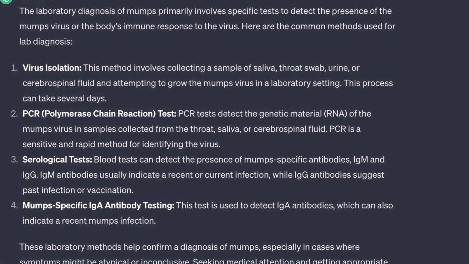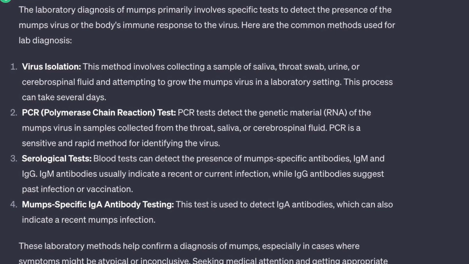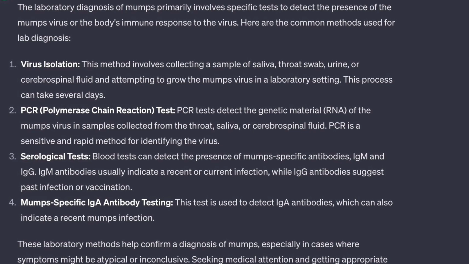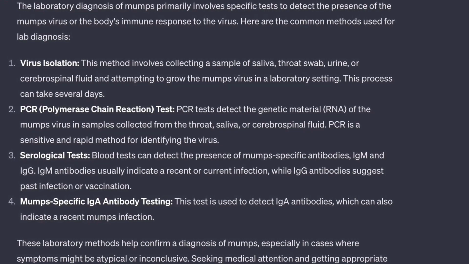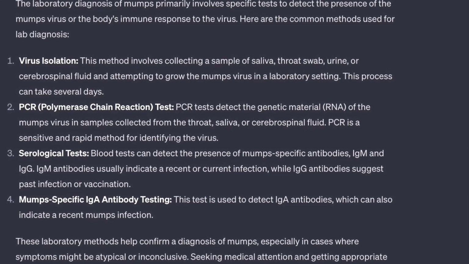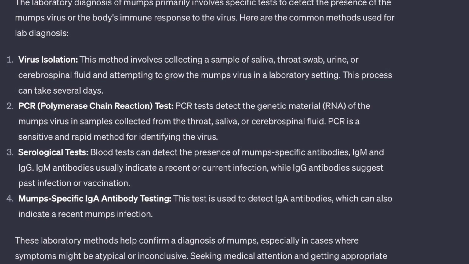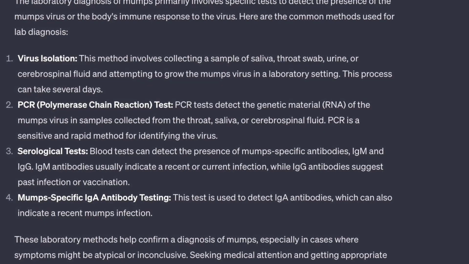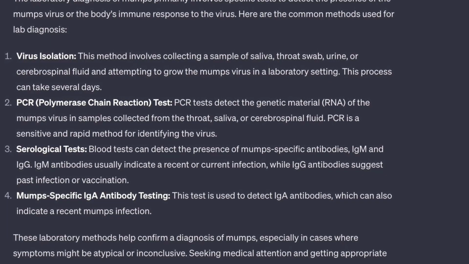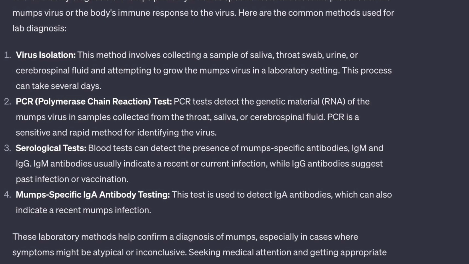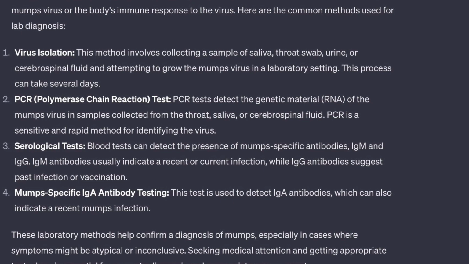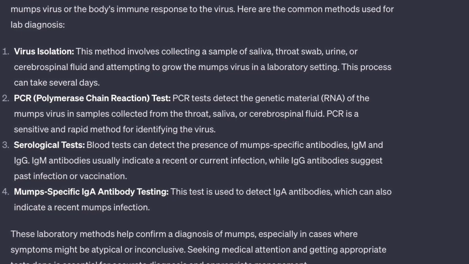The laboratory diagnosis of mumps: first is the viral isolation test. This method involves collecting a sample of saliva, throat swab, urine or CSF, and the virus is grown in a medium. This is a long process, it takes about 15 days. Second test is the PCR test, polymerase chain reaction test. PCR detects the genetic material, mainly RNA of the mumps virus, and it is a very sensitive and rapid method of identifying the virus.